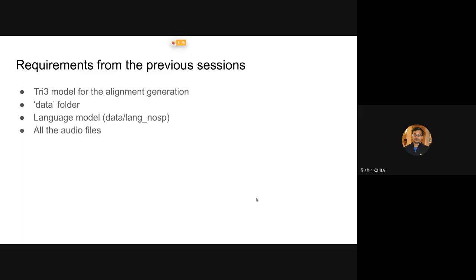As I mentioned earlier, what are the requirements from the previous sessions? We will require the tri-3 model for alignment generation, the data folder where wav.scp, text, and utt2spk, all that information should be there, and the pre-trained language model. Yesterday we built the language model also, so that will be required. Then all the audio files we used.